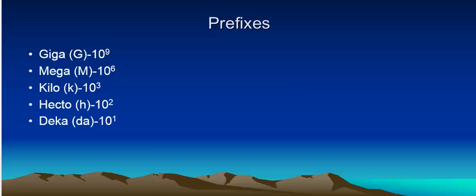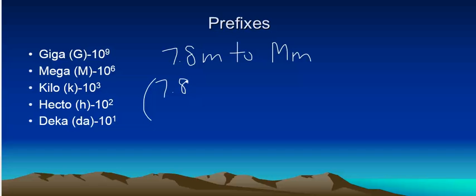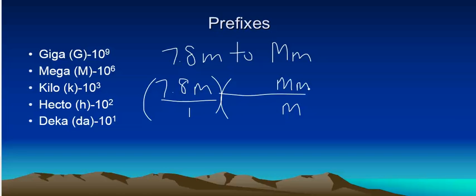Let me give an example of why we need to be able to use prefixes. Let's say I have a measurement, 7.8 meters, and I want to convert that to megameters. Well, I'd need to know what the prefix mega means. But the way we're going to set these up, dimensional analysis, just take your given 7.8 meters, put it over 1. Cancel units, so meters has to go down here, and that's my base unit, meters, and then I can go directly to a prefixed unit, which is megameters.